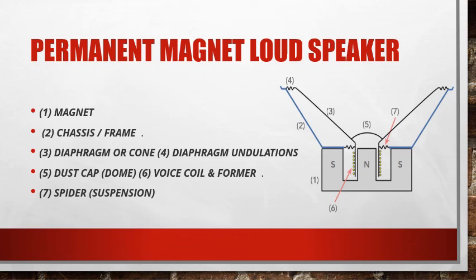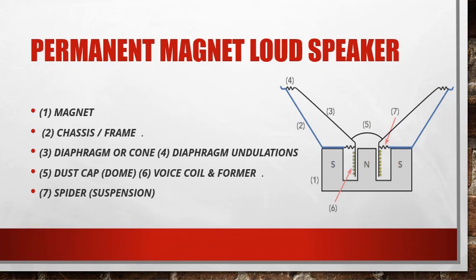The next is the voice coil and former. The moving coil is the key element of the loudspeaker. It takes the current from the audio amplifier, and the current flowing generates a magnetic field which interacts with the permanent magnet. This creates a force which moves the coil and hence the diaphragm to which it is mechanically attached, creating the sound wave.